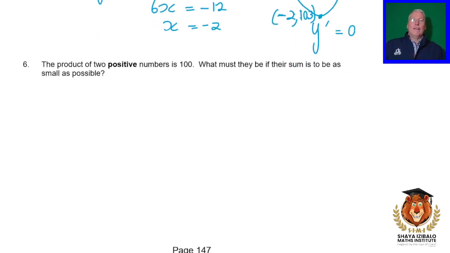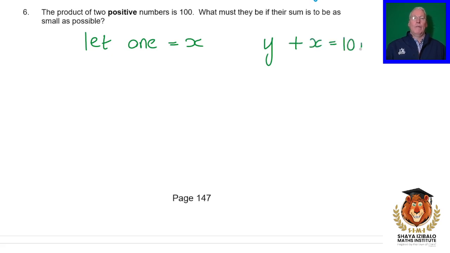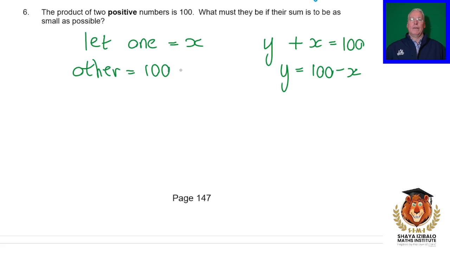So let's look at another one now. This is a slightly different one. We haven't got a box, we haven't got a rug, we haven't got a field. We've got the sum of two positive numbers is 100. Okay, so let's let one of them be x. All right, now remember that they add to 100. So if we just temporarily let the other one be y, we know that y plus x equals 100. So in fact, we know that y, the other one, is actually 100 minus x. Okay, so if the one is x, the other is 100 minus x.